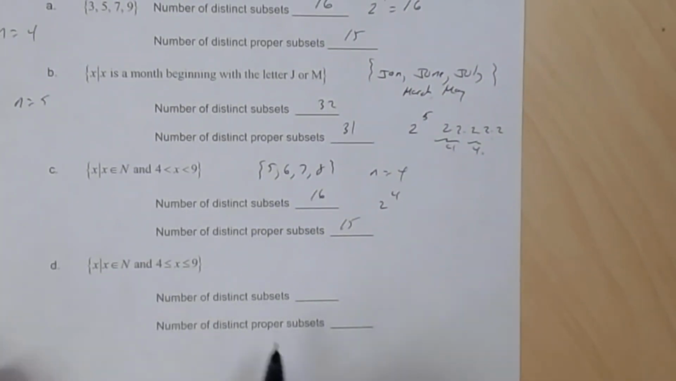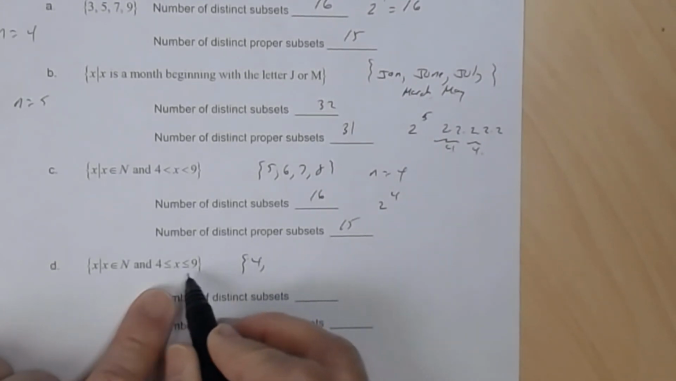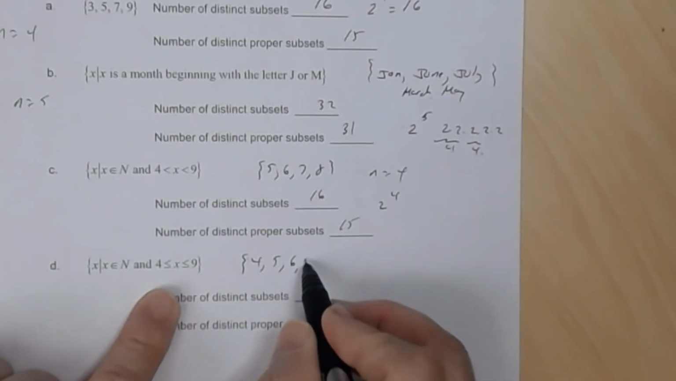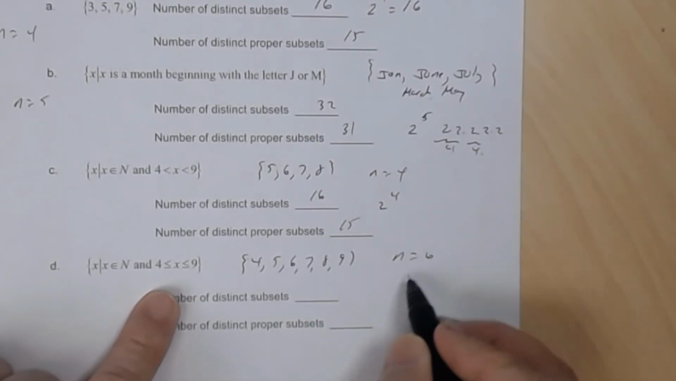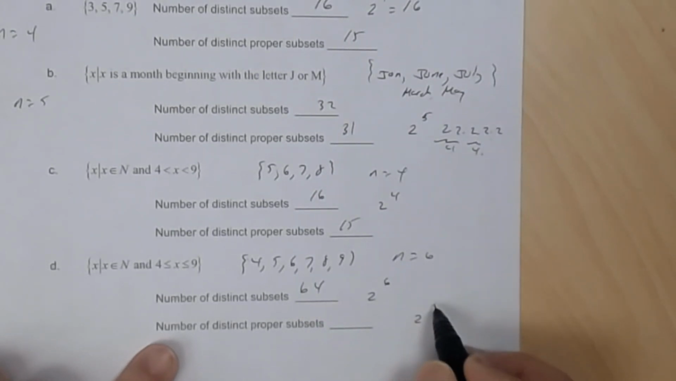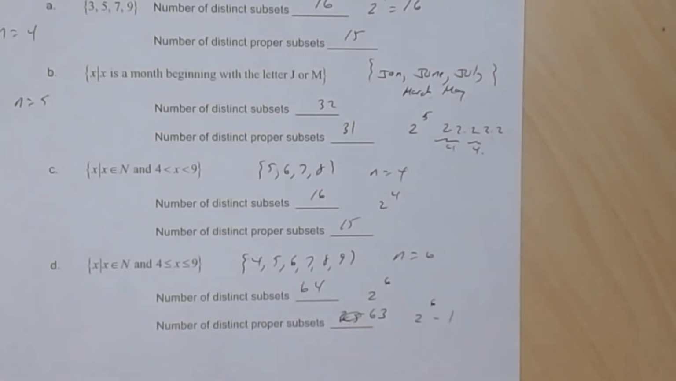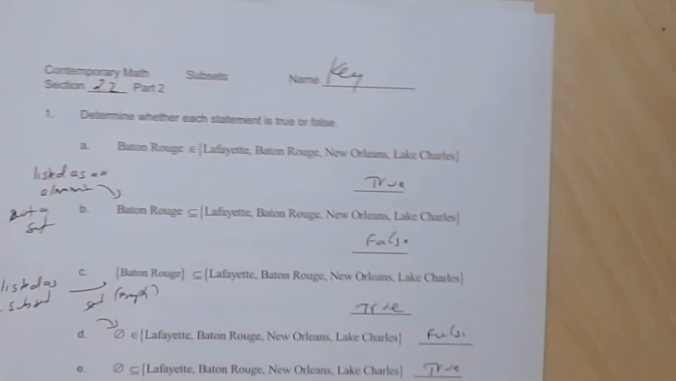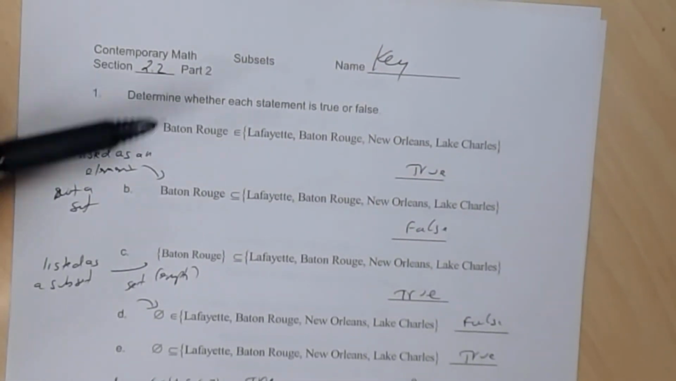All right. Okay, here, if I list my elements, that will be 4. Notice the equal signs in both of them. 4, 5, 6, 7, 8, and 9. So that's 1, 2, 3, 4, 5, 6. So n is 6. So this will be 2 to the 6. If you use your calculator, that's 64. And then this will be 2 to the 6 minus 1. So it'll be 63 proper subsets. Okay, so that's going to take care of the key to section 2.2, part 2.